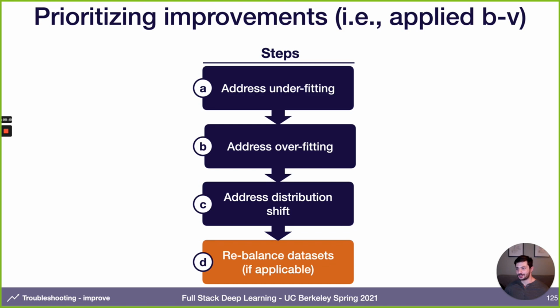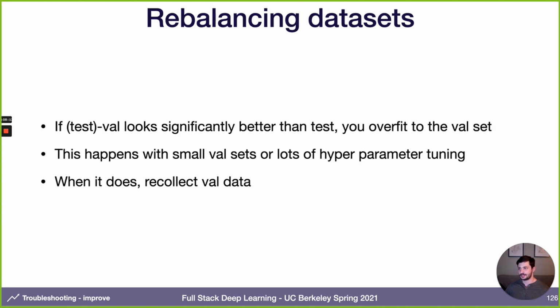Okay, so we've addressed our distribution shift, and the last thing that we need to do is consider rebalancing our data sets. So if our test validation score is significantly better than our performance on our actual holdout test distribution, then that means that at some point we ran too many experiments and we overfit to our validation set. And so this happens a lot if you're using a really small validation set, or if you're doing a ton of hyperparameter tuning. And the only thing really to know here is that, if this does happen when you periodically check your scores on your held out test set, then just recollect your validation data or resample it from your test distribution.